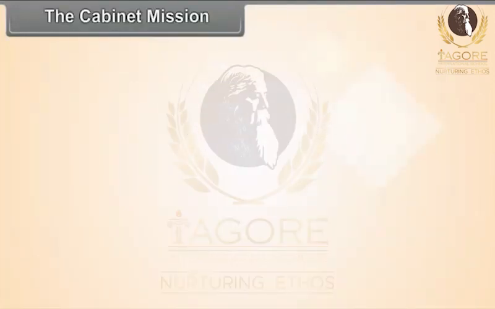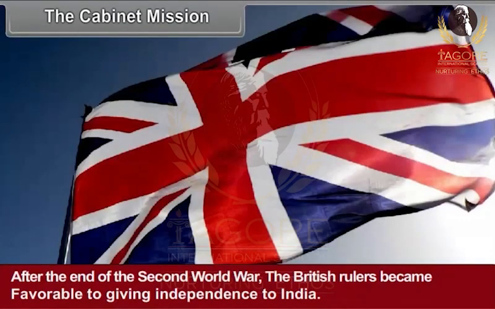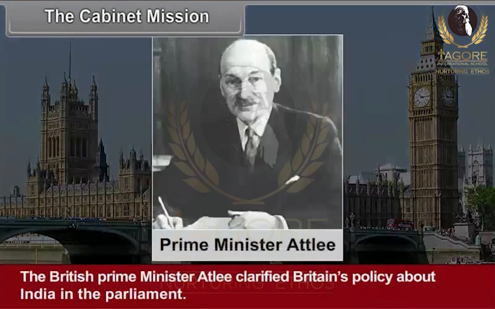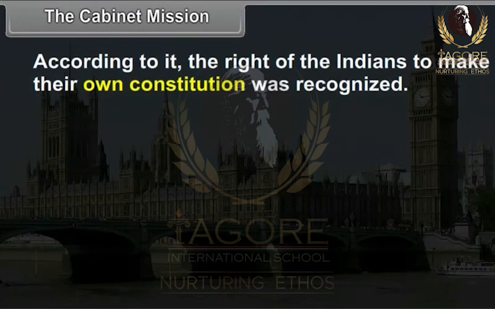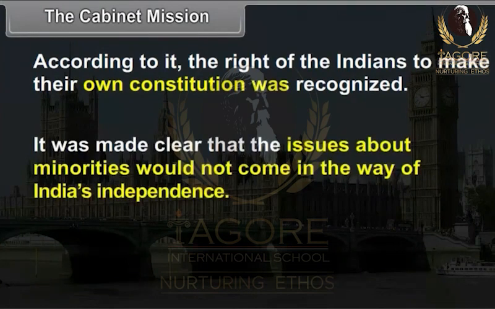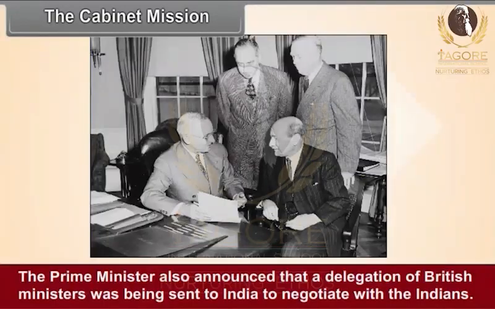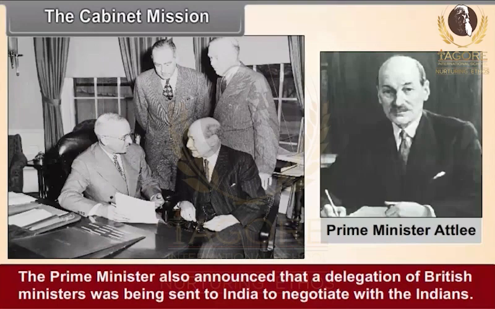The Cabinet Mission. After the end of the Second World War, the British rulers became favorable to giving independence to India. The British Prime Minister Attlee clarified Britain's policy about India in the Parliament. According to it, the right of the Indians to make their own constitution was recognized. It was made clear that the issues about minorities would not come in the way of India's independence.